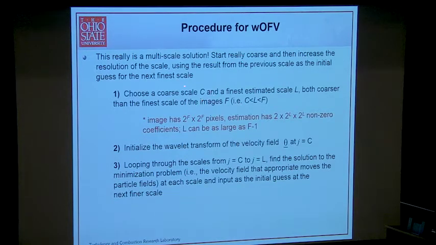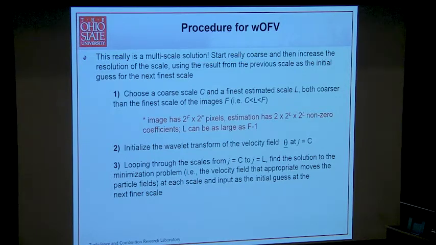What we need to choose is a predetermined coarse scale and a finest scale, C and L. Both have to be coarser than the finest scale of the images. For example, let's say an image has 2^f by 2^f pixels. The estimation is 2 times 2^L times 2^L non-zero coefficients, and L can be as large as f minus 1. So that's the amount of information that the transform contains.